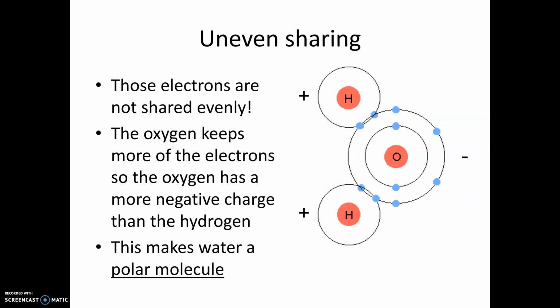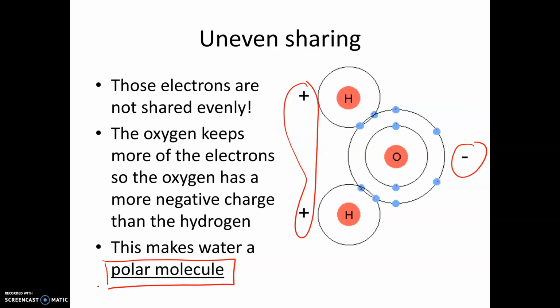Because hydrogen is a much smaller atom than oxygen, the sharing is uneven, giving it a negative side and a positive side here. So the oxygen is going to keep more of the electrons. You can see it has 1, 2, 3, 4, 5, 6 to itself, and it's only sharing these 4 with the hydrogen. So it's going to take on this more negative charge. And because we have one side that's more negative and one side that's more positive, this is going to be called a polar molecule.